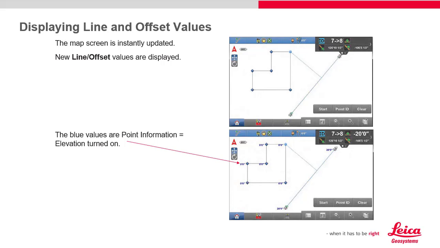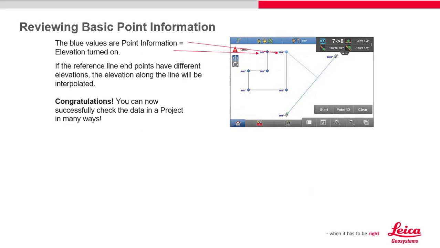Now, as you tap points, offsets and distances will be relative to that line. New values will be displayed. The blue values are point information with elevations turned on. If the reference line endpoints have different elevations, the elevation along the line will be sloped accordingly.